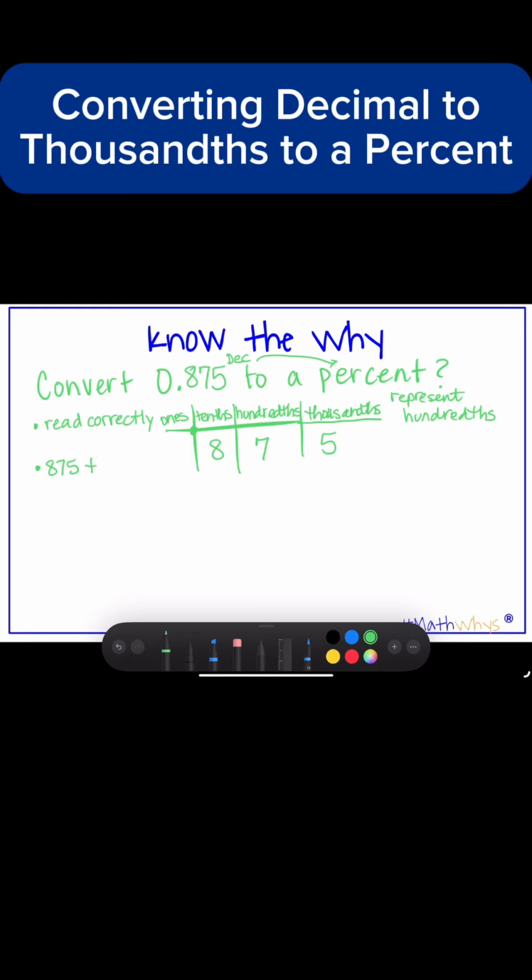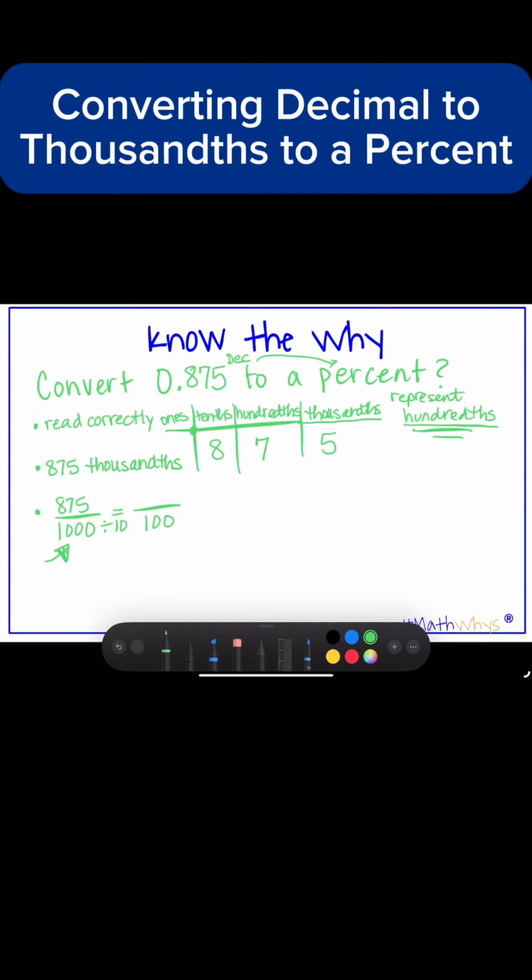875 thousandths. And then they could write it as a fraction. 875 over 1,000. But the issue is now that we want to make this into a percent. So percents are hundredths. They would have 100 in the denominator. But this fraction has 1,000 in the denominator. So what can we do to change this 1,000 to 100? So changing it into percents.